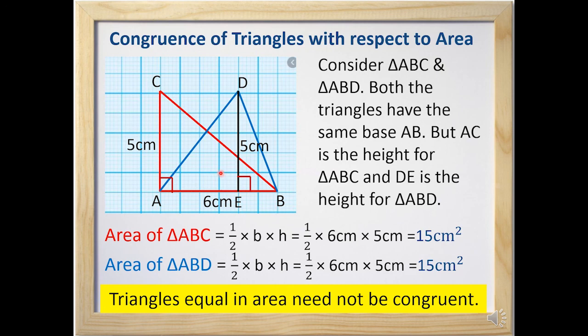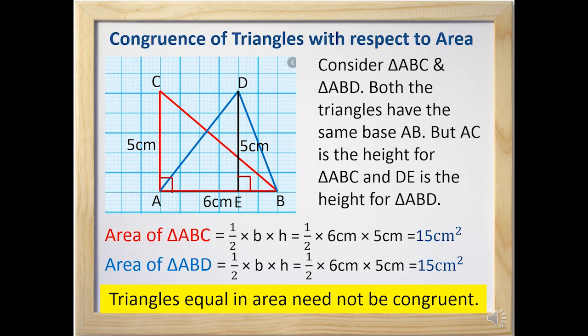Children, now tell me, are both the triangles congruent? Here we have found out that the areas are the same. Can you tell me, are the triangles congruent or not? They cannot be congruent because triangle ABC is a right angle triangle and triangle ABD is not a right angle triangle. They will not superimpose on each other, which is very important for congruency.